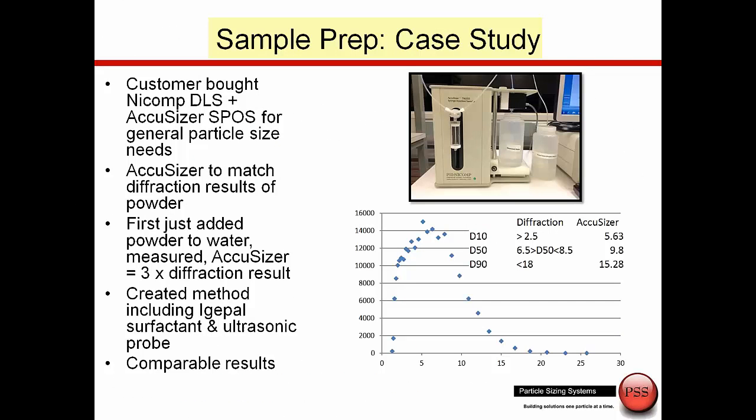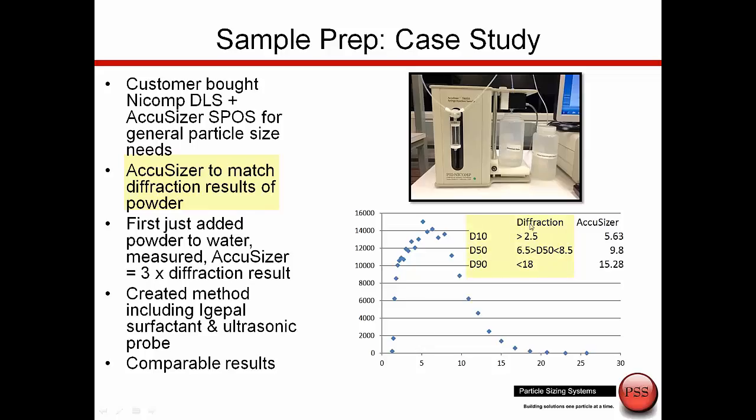Now I'm going to show a case study where I helped a customer. This particular customer actually bought two instruments from Particle Sizing Systems. They bought a NICOMP and the Accusizer because they wanted general particle sizing techniques to cover a broad dynamic range. Now the Accusizer, the image you see here, was bought for just a general purpose particle size analyzer. And the first sample they gave us was actually a powder. And they gave us the results of a laser diffraction analyzer. This is what you see here in this column.